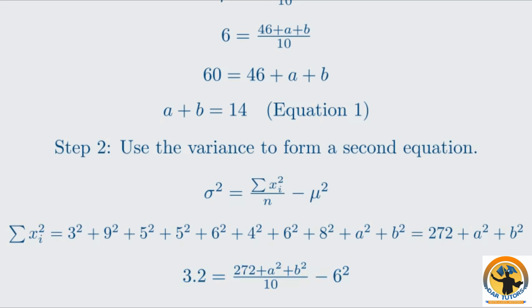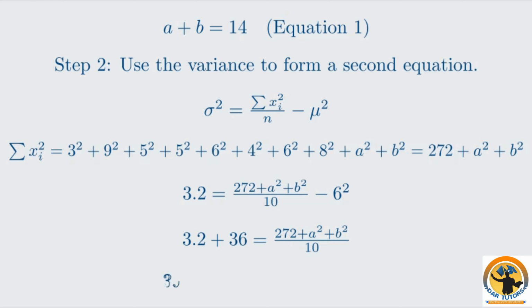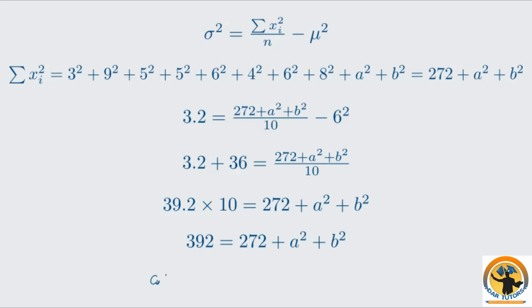Now we solve this for a squared plus b squared. 6 squared is 36. So 3.2 plus 36 equals 39.2. Multiplying by 10, we get 392 equals 272 plus a squared plus b squared. Subtracting 272, we get our second equation. a squared plus b squared equals 120.